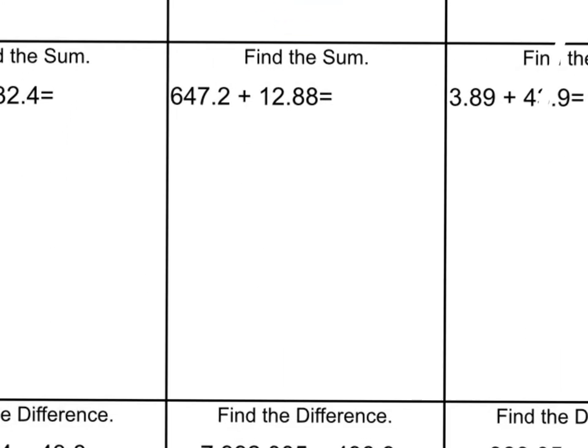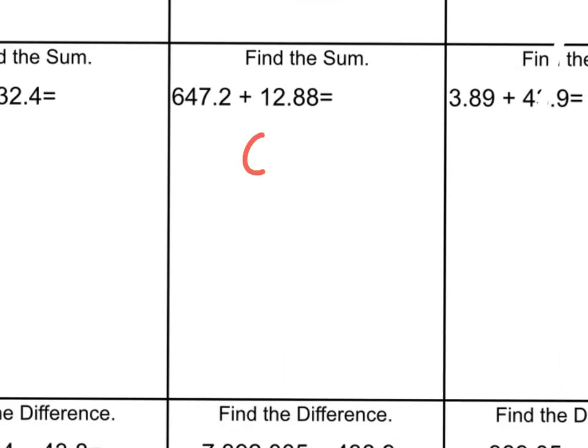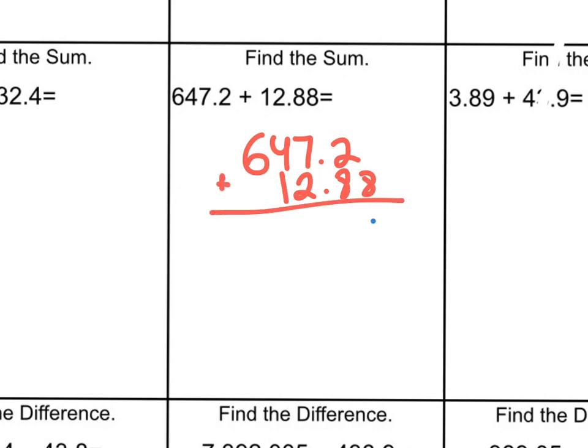Moving along, it says find the sum. We'll add these up by lining up the decimal. Here is 647.2. And the next one is 12.88. Notice how Mr. Lu lines up the decimal. This is 8 by himself. We'll do 8. This is 2 plus 8, which goes 10. The decimal goes straight down.